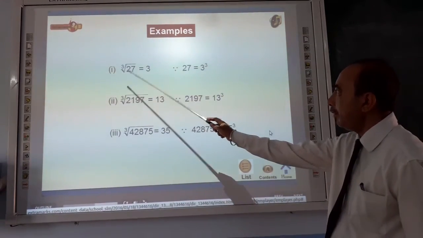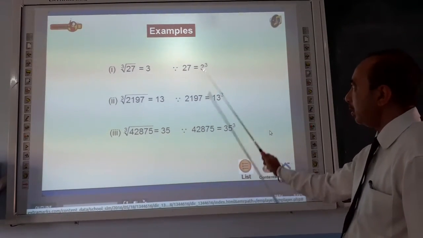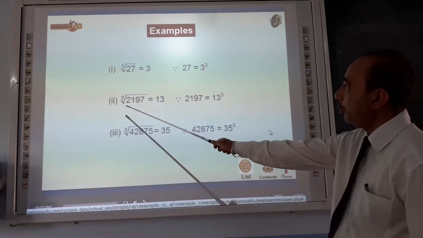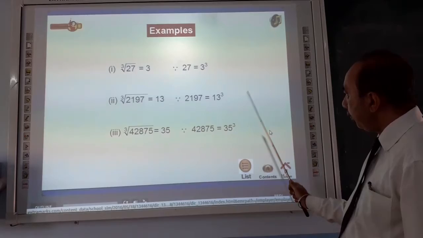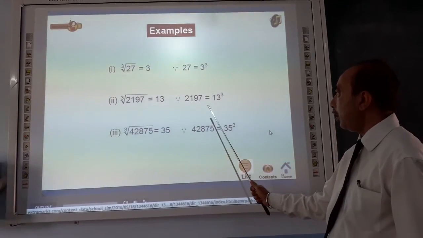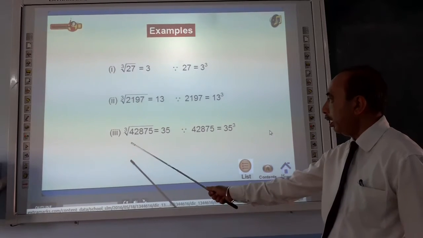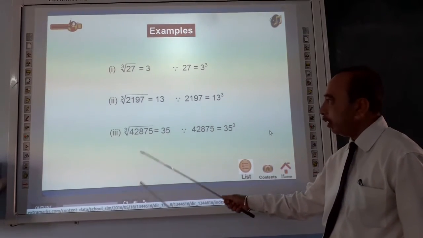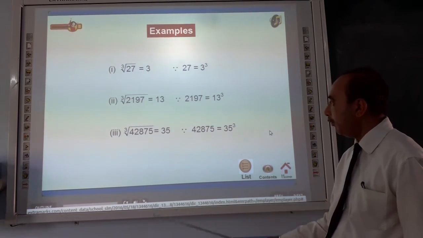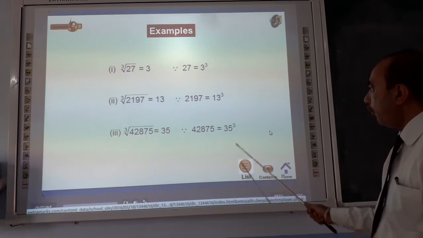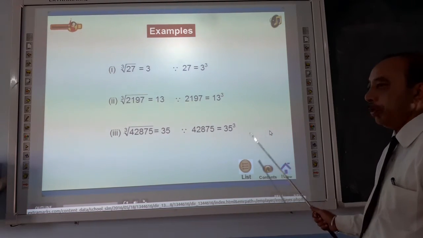Cube root of 27 is 3, because 27 is 3 power 3. These are the reasons. Cube root of 2197 is 13 because 2197 is 13 cube. Then next is 42,875 and its cube root is 35. Reason: because 42,875 is the cube of 35.